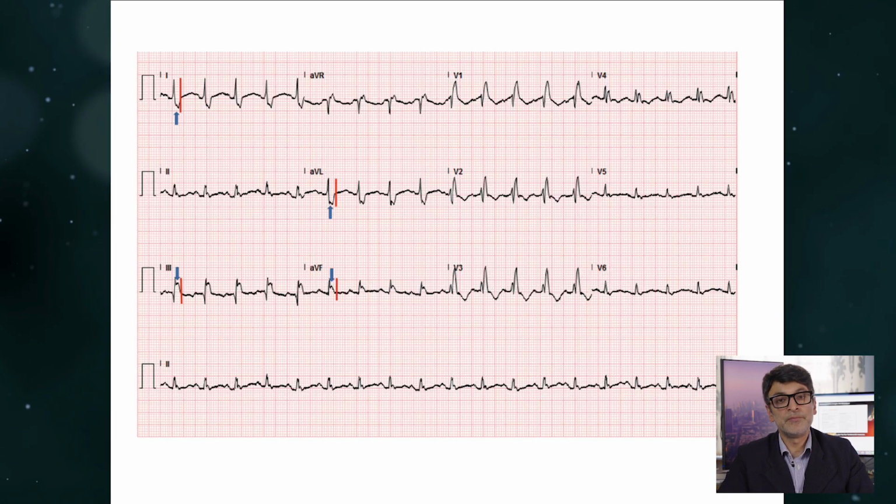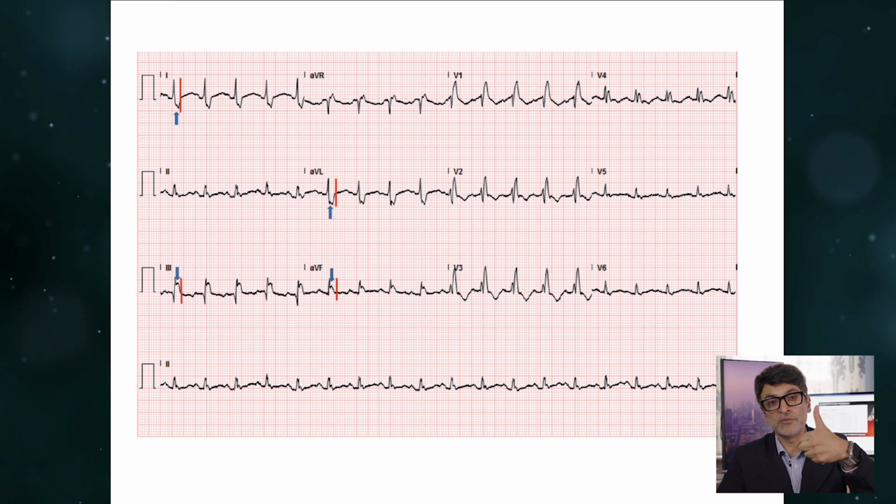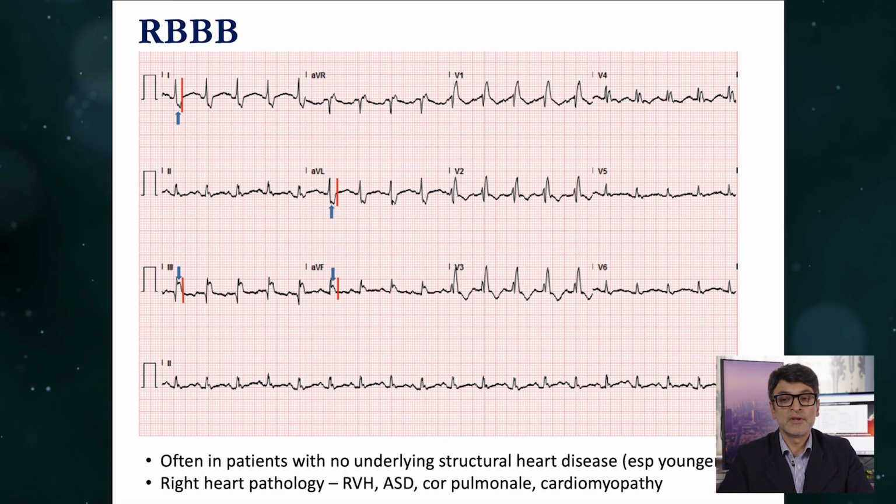Now, conversely, in this ECG, you have someone with a broad QRS, very clearly seen in V1 to V3. The QRS duration here is 140 milliseconds. But actually, what you're seeing, if you look at V1, is the QRS duration is pointing up. Okay, so that's a thumbs up. And this is right bundle branch block. And it's often seen in patients with no underlying structural heart disease.